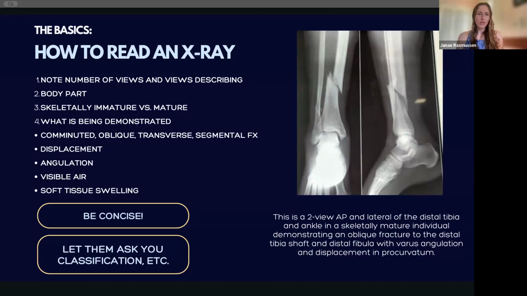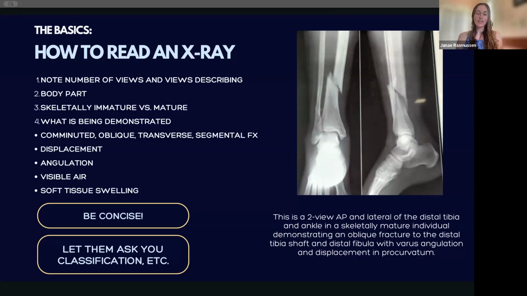Is there a bunch of fragments? Is there a segmental fracture? Is there displacement, angulation? Do you see any visible air, indicating that there's an open fracture? Do you see a lot of significant soft tissue swelling? The list can go on and on about all these little nuances. But the point is that if you can come in and note the number of views, the views describing the body part, whether they are skeletally mature versus immature, and what is being demonstrated in a concise way, that can really help you stand out.